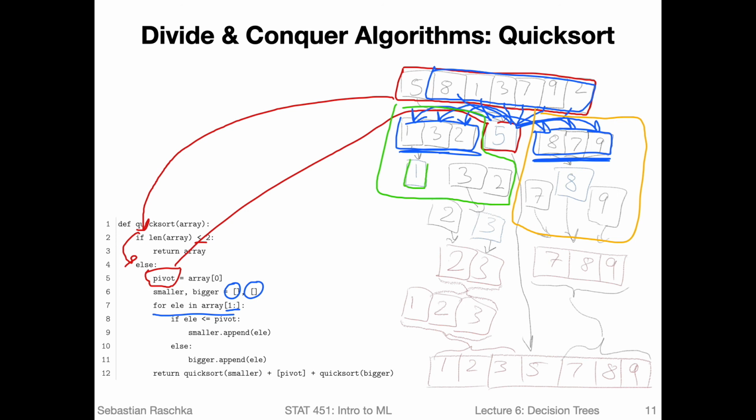If we have the left-hand side, 1 is the pivot again. Here it's the first element. The first element of the array is the pivot. And then we have our smaller and bigger. And 3 and 2 are both bigger, so they are both going to the right-hand side. And there is no smaller side here. It's just empty because there's no element smaller than 1.